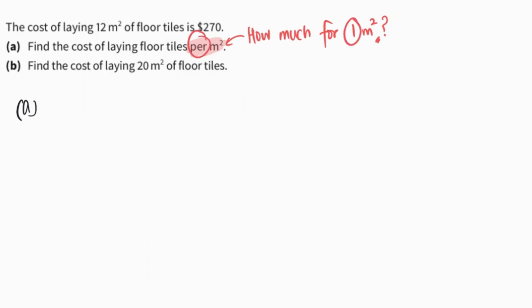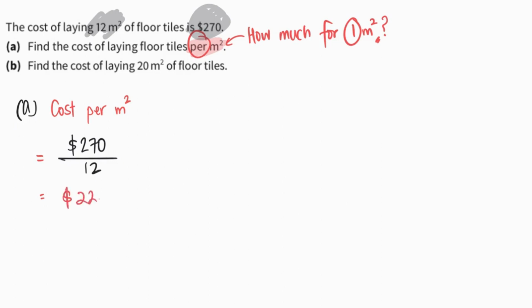Okay? So the word per represents 1. So in this case here, since I know 12 meters square is $270, the cost per meter square would therefore be equal to 270 divided by 12 meter square, and that will give me $22.50.